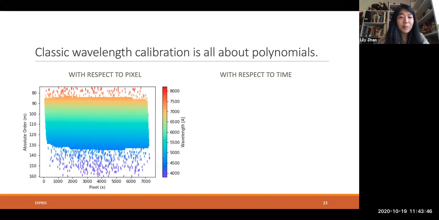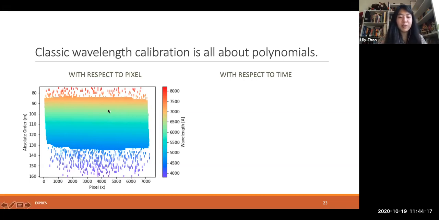So classically, wavelength calibration is done with polynomials and nothing but polynomials. So here I have plotted the position of all of our calibration lines. This dense region is where we have LFC lines that are right on top of each other. And here you can see the much more sparsely sampled thorium-argon lines. So they're plotted with respect to the position on the detector in the x-axis, the absolute order or number of those bands, which can fill in for the y-axis, and they're colored by the known wavelength of those lines.